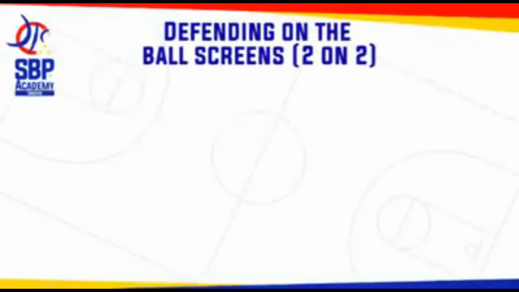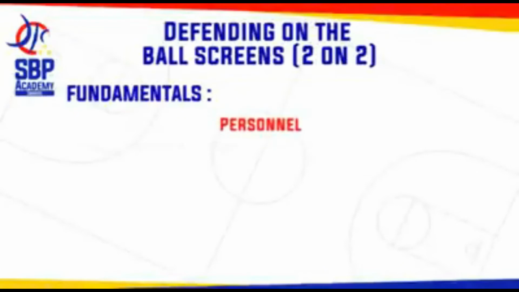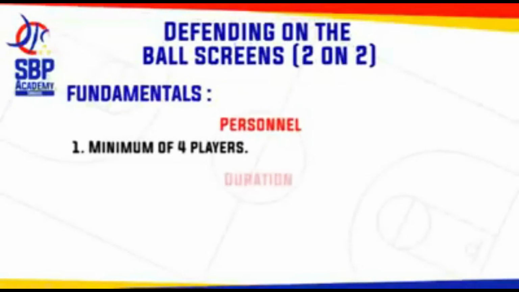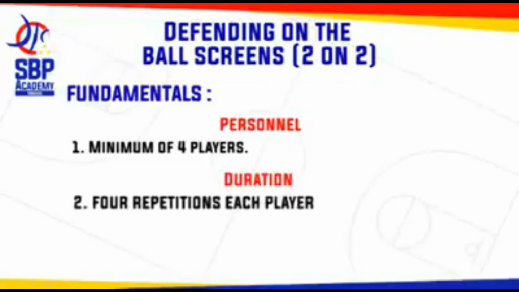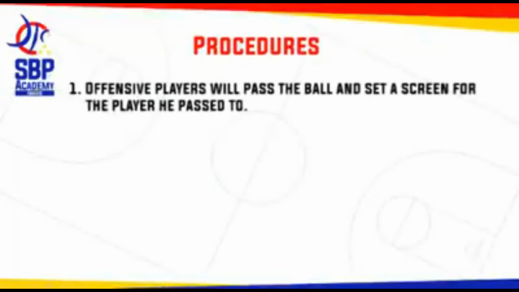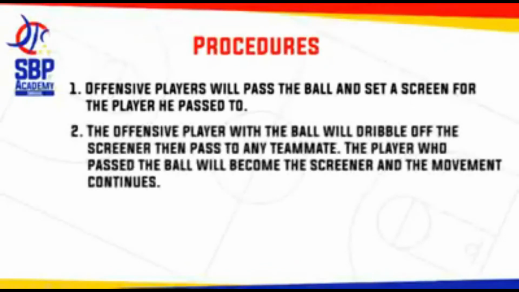Defending on the ball screen drills, 2-on-2. Personnel, minimum of 4 players. Duration, 4 repetitions each player. Procedures: offensive players will pass the ball and set a screen for the player he passed to. The offensive player with the ball will dribble off the screener, then pass to any teammate. The player who passed the ball will become the screener and the movement continues.